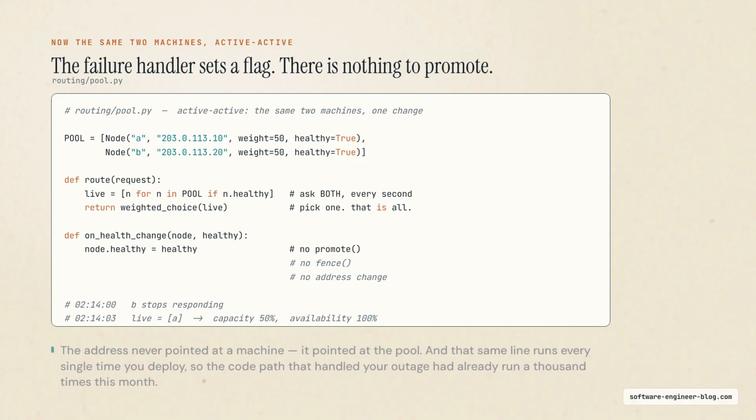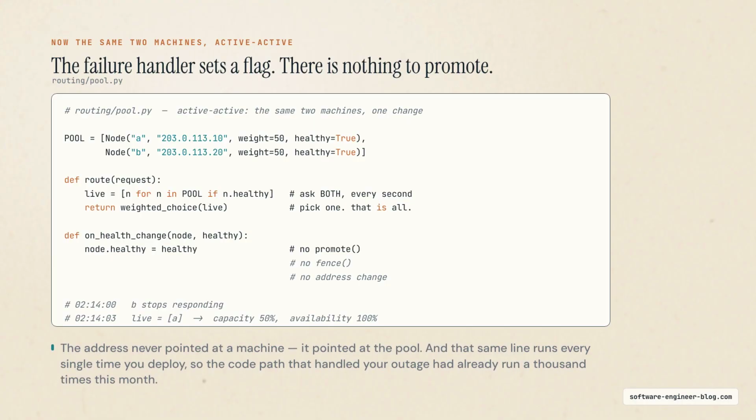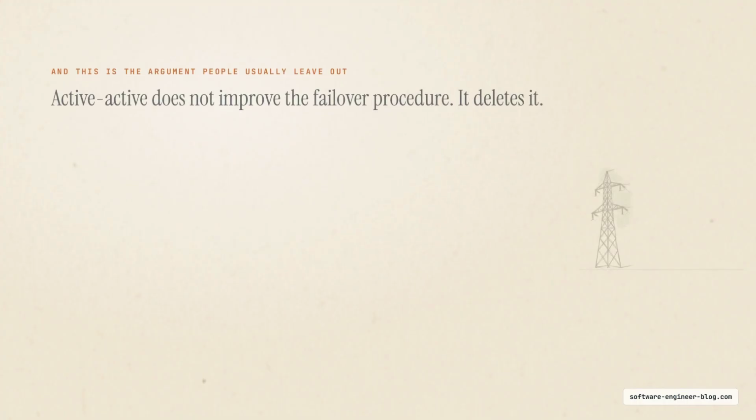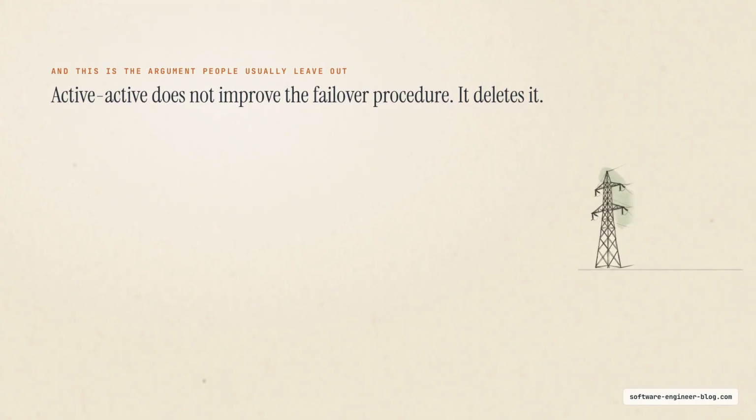And here is the quiet part. That same line runs every single time you deploy. The code that handled your outage had already run 1,000 times this month. That is the real argument for active, and it is not the one people usually give. People say it is about capacity or about being closer to users. Both of those are true, and both of them are secondary.